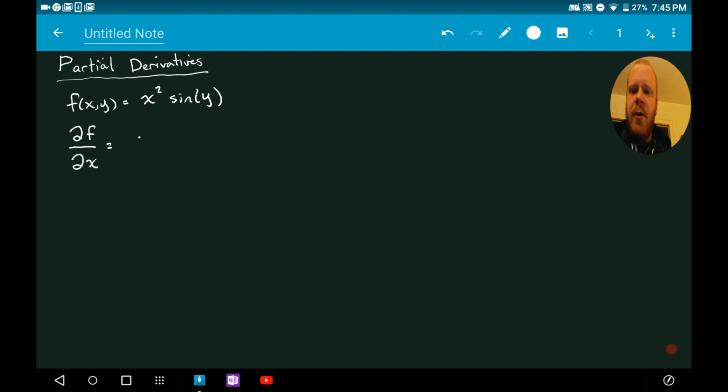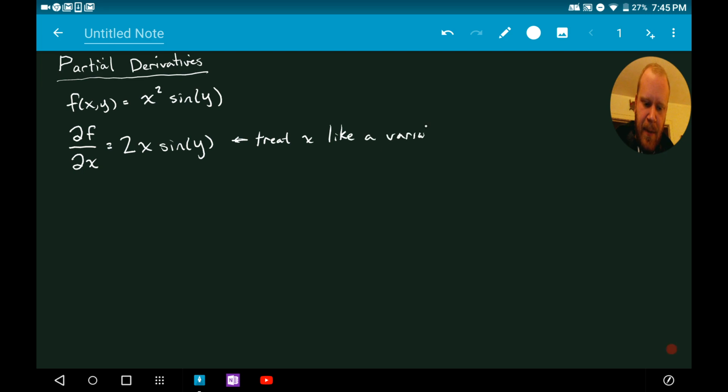And I'll just show you what we're going to do first. So we're going to treat x like a variable, and we're going to treat y like a constant. So I'll write that down. We're going to treat x like a variable, and y like a constant.